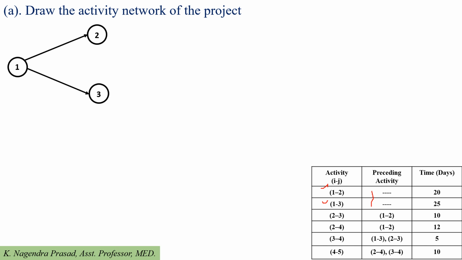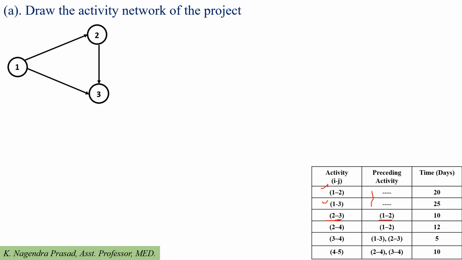Next we have to draw the activity 2 to 3. For the activity 2 to 3, activity 1 to 2 is the preceding activity. So after completion of the activity 1 to 2, activity 2 to 3 will start. So we have to draw the activity 2 to 3 like this, because here event 3 is the common event for the activities 1 to 3 and 2 to 3.